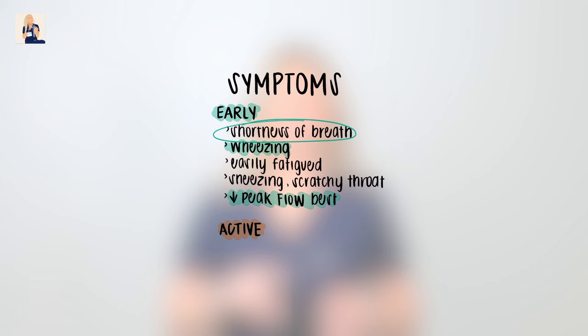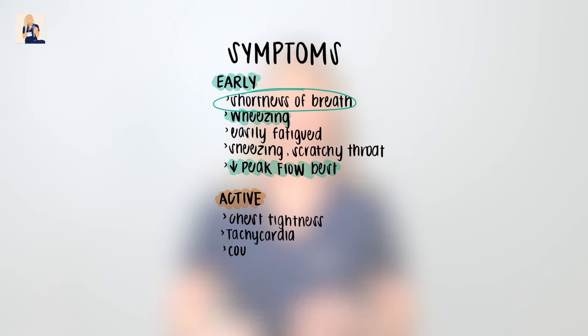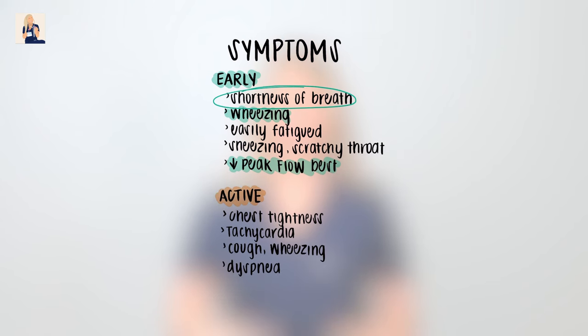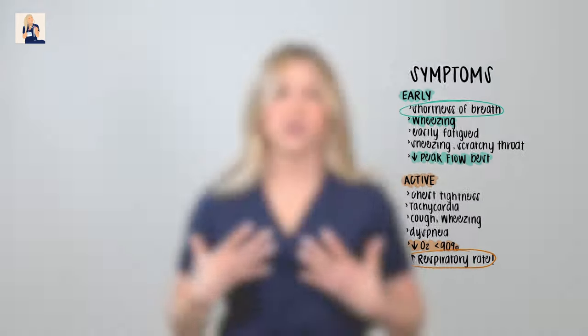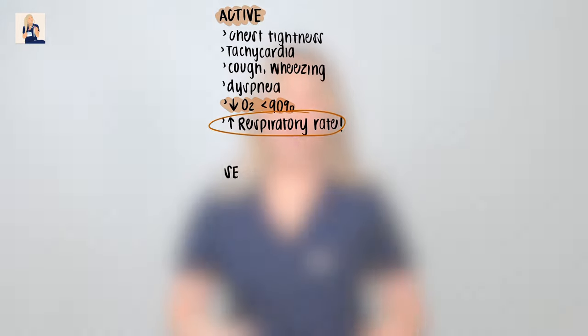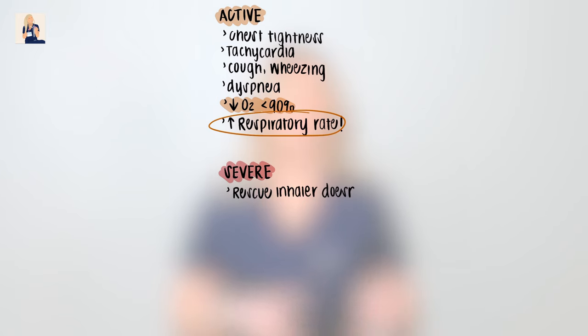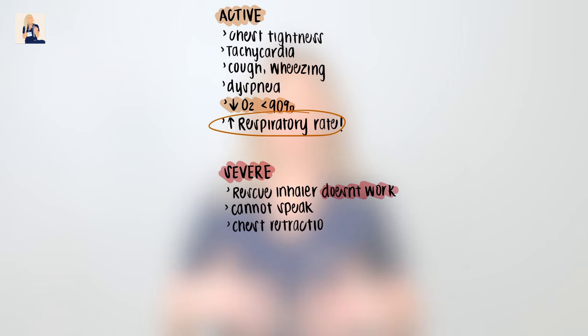Active signs include chest tightness, tachycardia, cough, wheezing, dyspnea, and an oxygen saturation of less than 90%. We may also see an increased respiratory rate because we are trying to facilitate a good, solid inhale and exhale, but physically cannot. And then we have our severe signs of an asthma attack. The rescue inhaler is not working, the patient cannot speak, chest retractions are visible, and because of the lack of oxygen, the patient has cyanosis around the lips and skin.